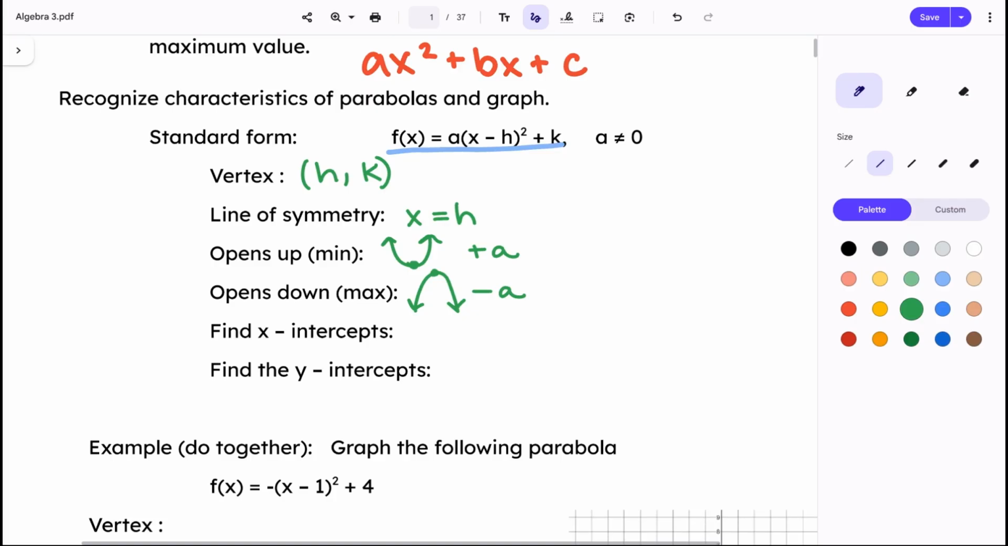To find your x-intercepts, that's when you set your y equal to 0 and you solve for your x. When you solve for your y-intercepts, that would be when you set your x equal to 0.